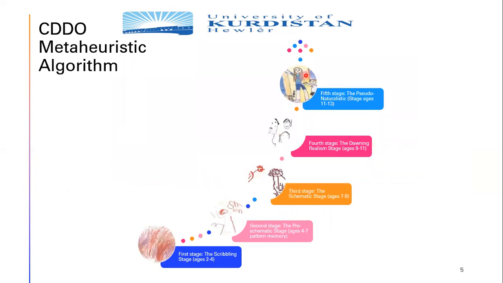Now, the algorithm has some stages, maybe 5 stages. It goes through the drawing, which is developed through certain stages in the child. The age of the child includes 6 to 18 years old. So from 6 years to 18 years old, the child will evolve its drawing.